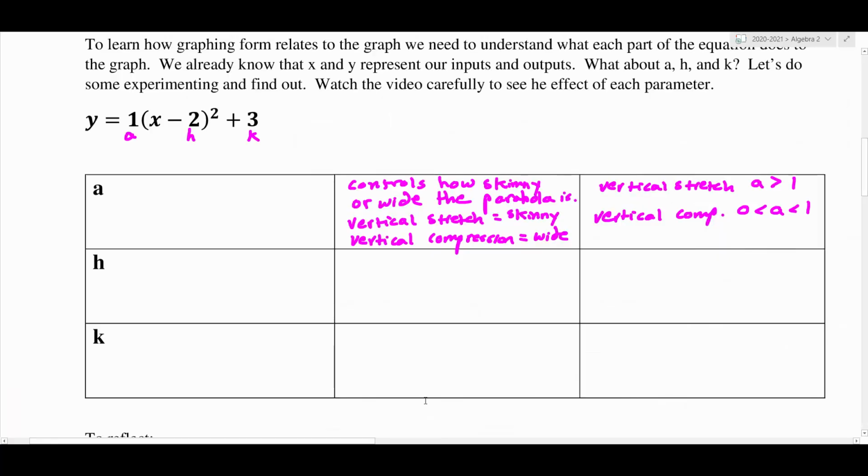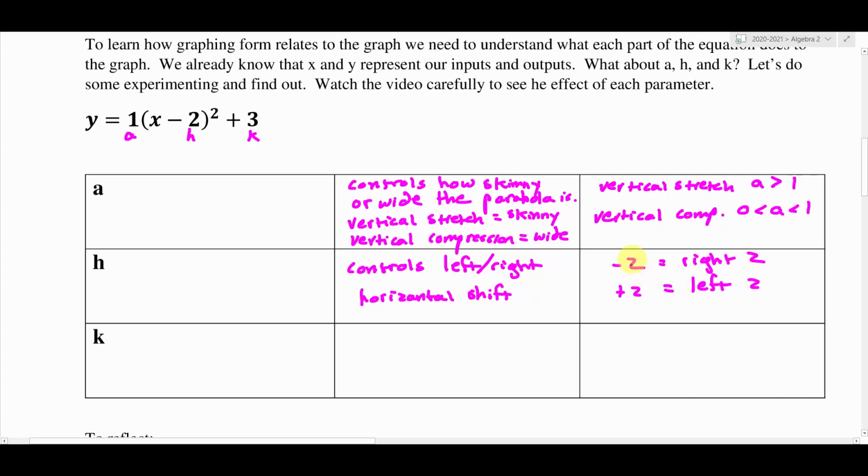Okay, so let's go back and write that down. This controls left-right movement. It controls left and right, and we call this a horizontal shift. And over here, I put a reminder: if I wanted to move to the right, we would subtract 2. This equals right 2. And if I want to move to the left, I would do a +2. This would move the parabola left 2.